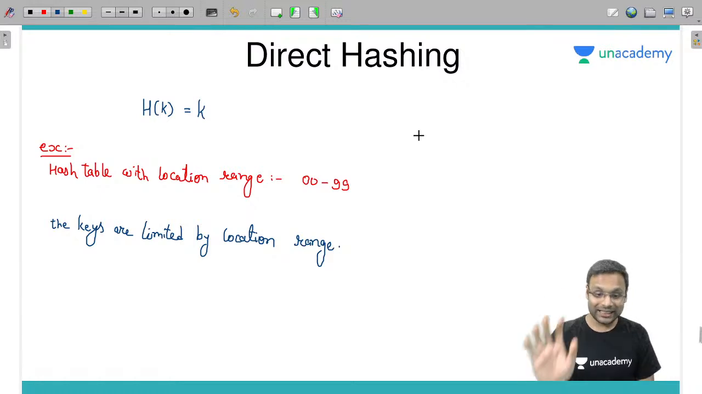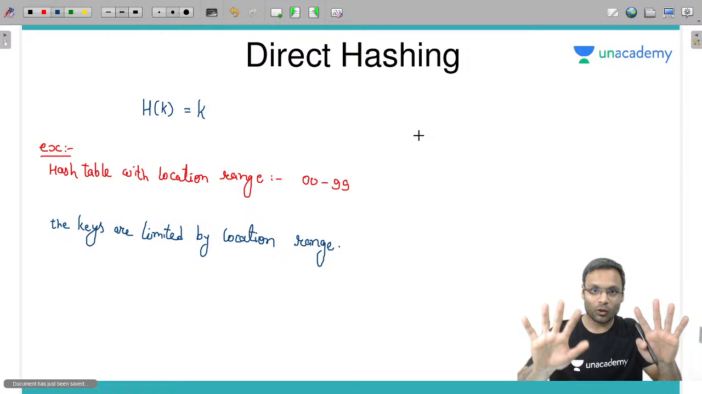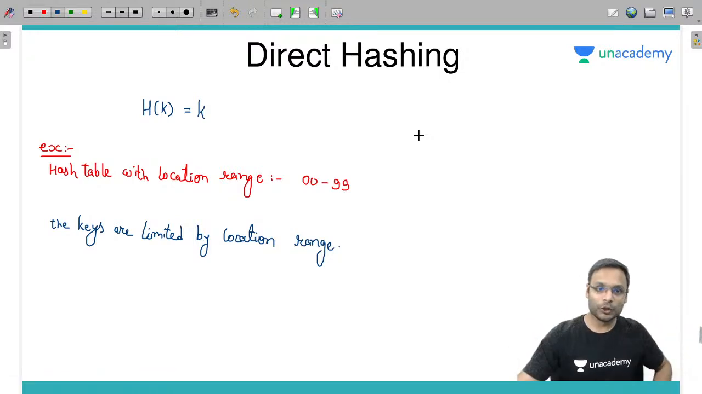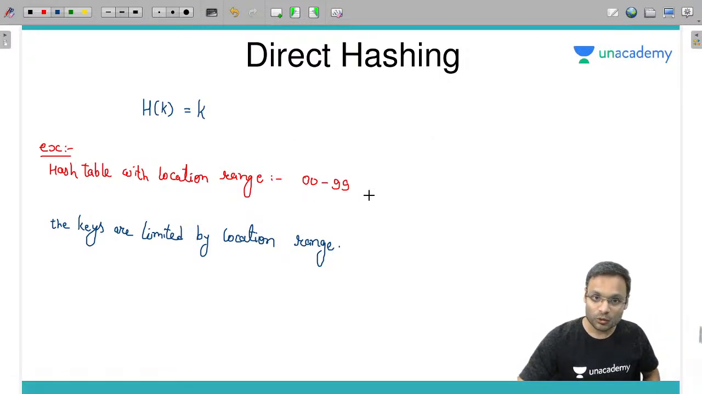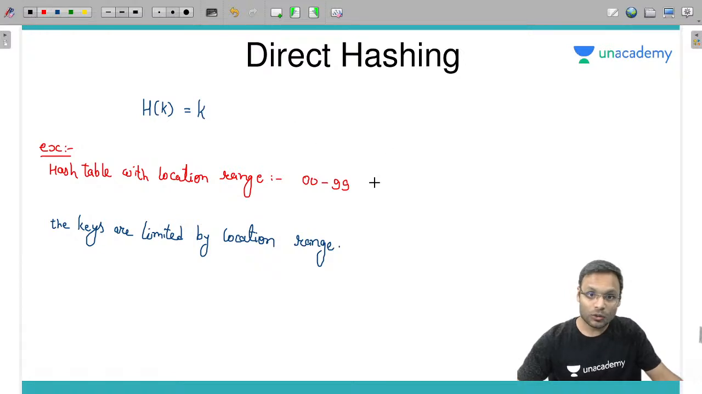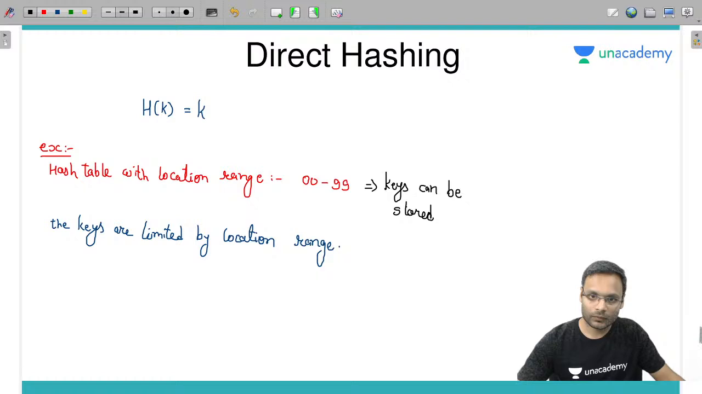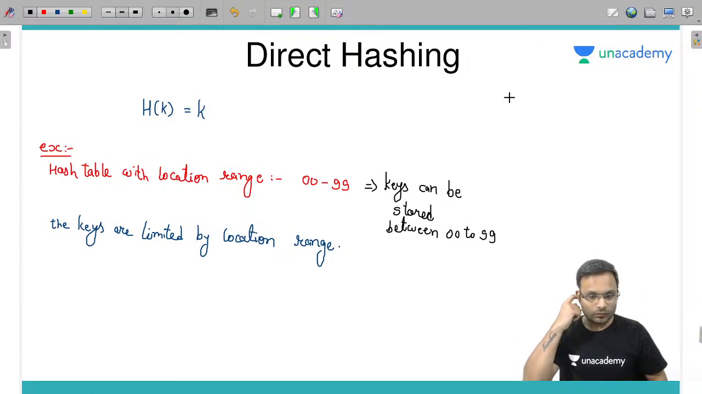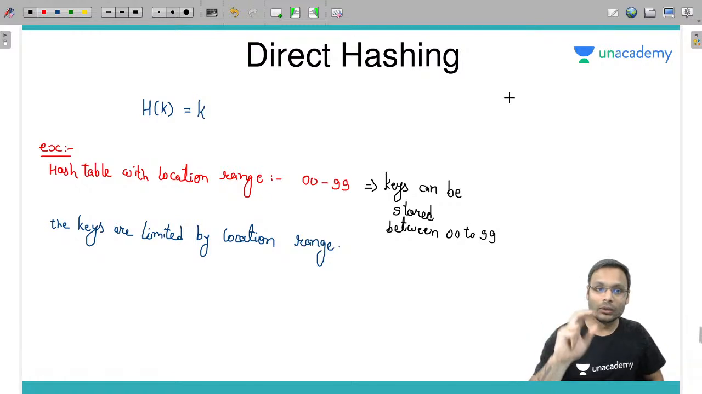Getting it? Now, if you understood what direct hashing is, it is very simple. For example, if I have taken 00 to 99, then I would like to write a statement here: keys can be stored between 00 to 99. I hope you guys are understanding this. Understood that? Now let's go next.